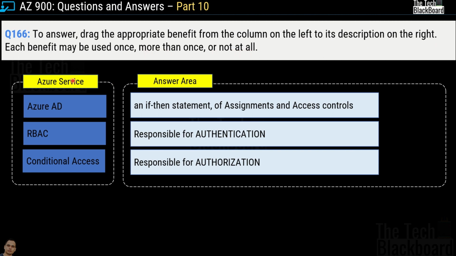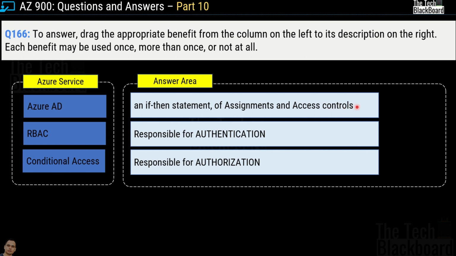So here you can see that we are given some of the Azure services on the left hand side, and then we are given a small one-liner description on the right hand side. So we have to match these Azure services with these descriptions. So let's read the first description. It says an if-then statement of assignments and access control.